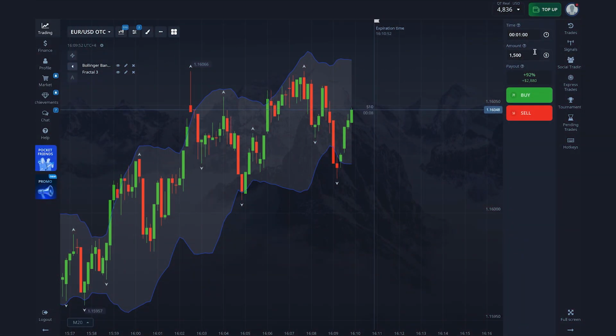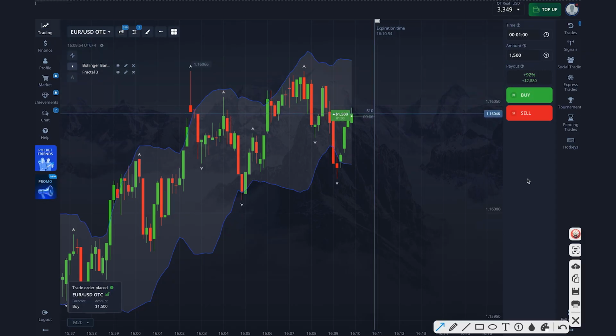The start of the day sets a good rhythm. Expiration is 1 minute. I open a buy trade for $1,500. The first signal comes from the fractal indicator. The appearance of an arrow under the candles indicates that an uptrend has begun. This is an important moment as it shows a change in market sentiment and the beginning of an upward movement.